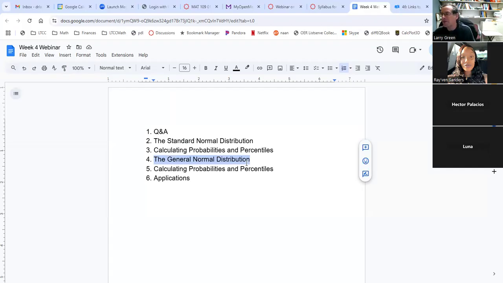The general normal distribution is the one that comes up a lot. You can transform it into the standard, but nowadays with technology, you could just use the general. So I'm going to talk about how you compute probabilities and percentiles using the general normal distribution. And then we'll do a couple applications. Again, next week is when we find out the reason why so many things follow the normal distribution.